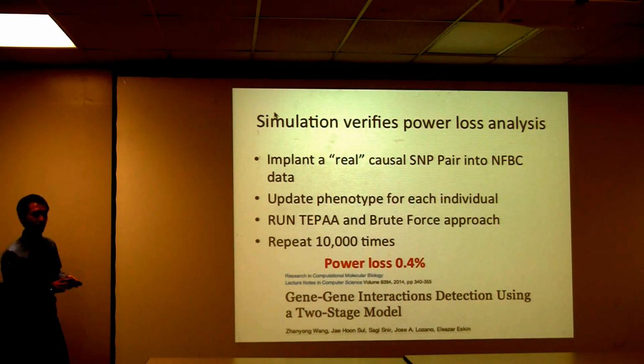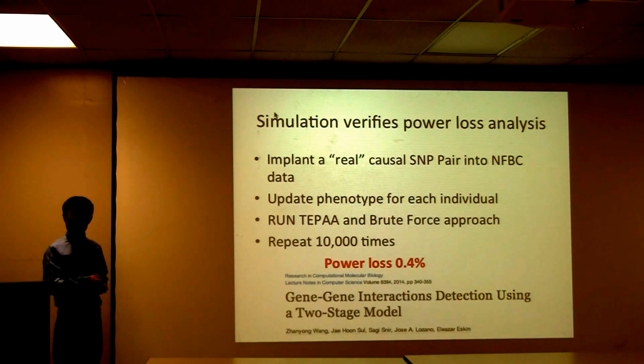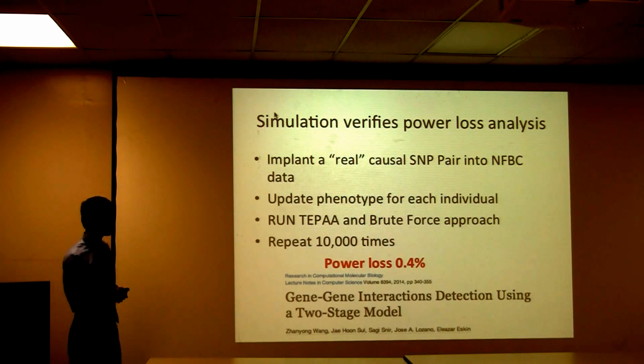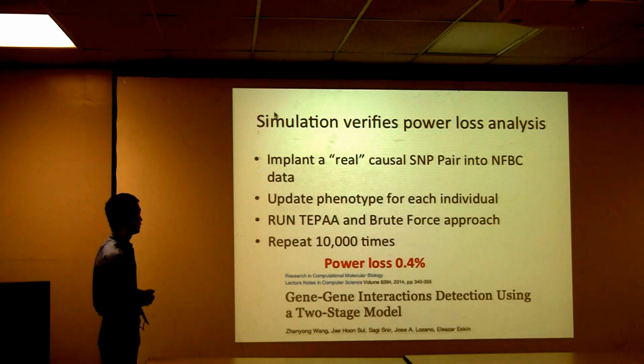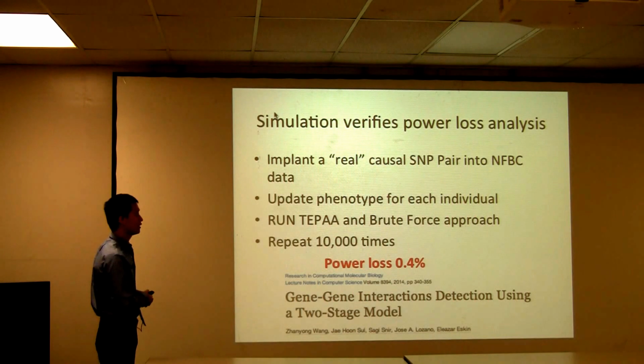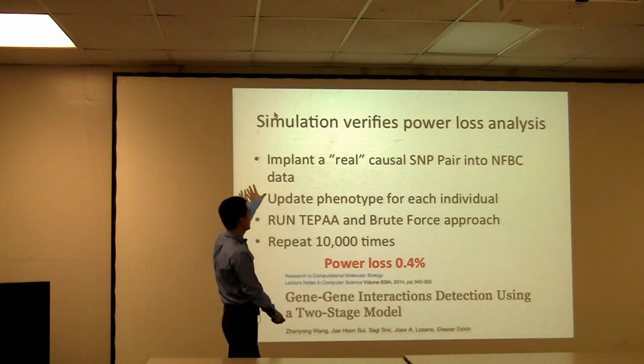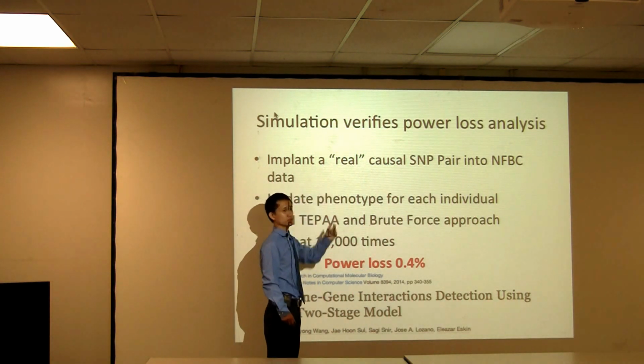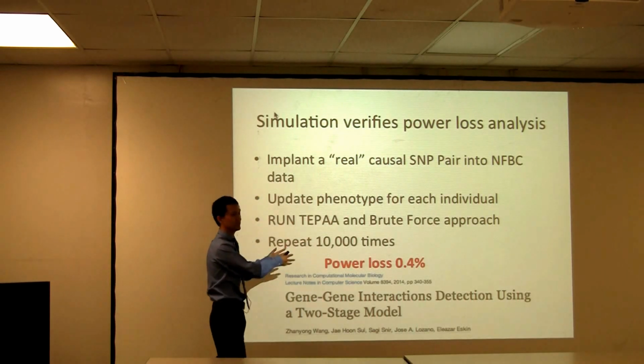Any questions? When you say 10,000 times, what does that mean exactly? You didn't run 1,500 hours? No. Because we only needed to test whether we are able to find the real causal SNP. So we can make the data set just 2 SNPs.